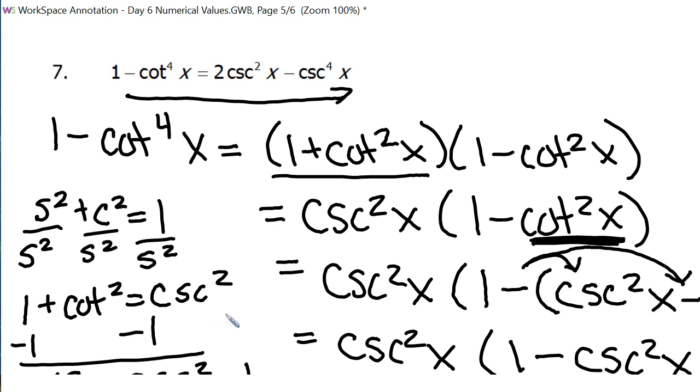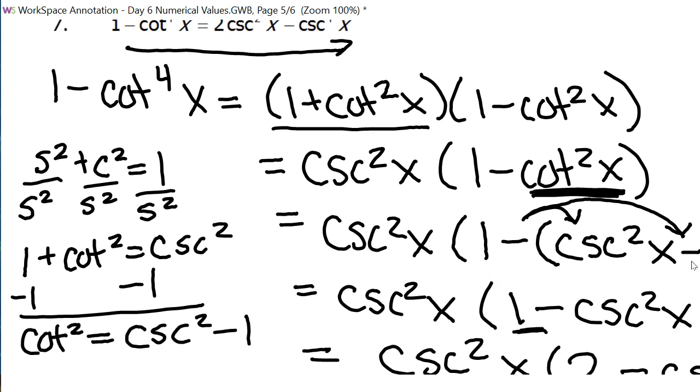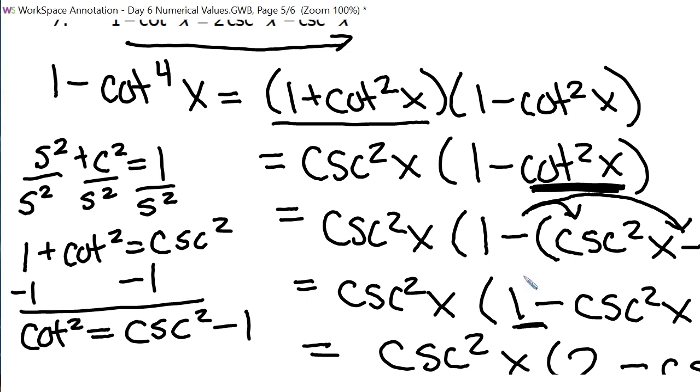Now distribute that cosecant squared. So cosecant squared of x times 2 would be 2 cosecant squared of x. And cosecant squared of x times negative cosecant squared of x will give me negative cosecant to what power? 4th power of x. And we finished that one. We proved the left side equals the right side.